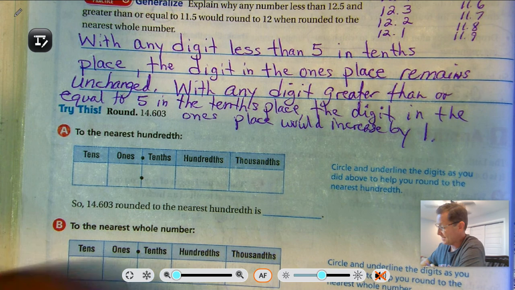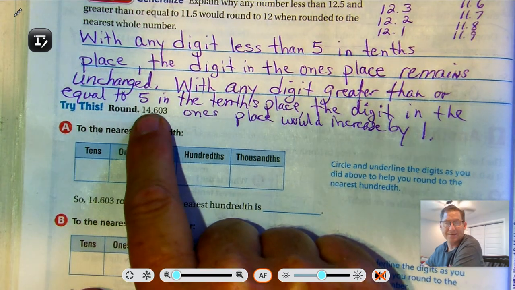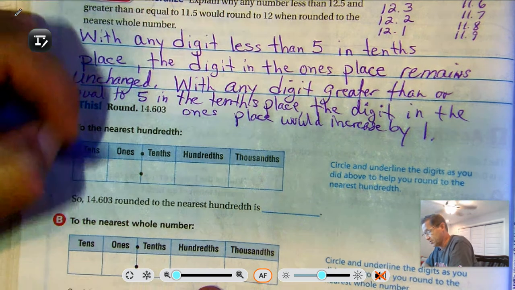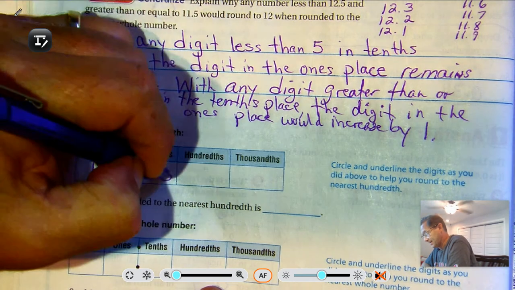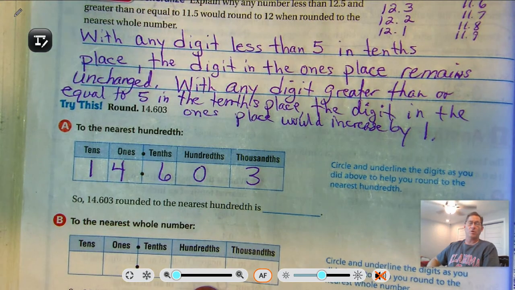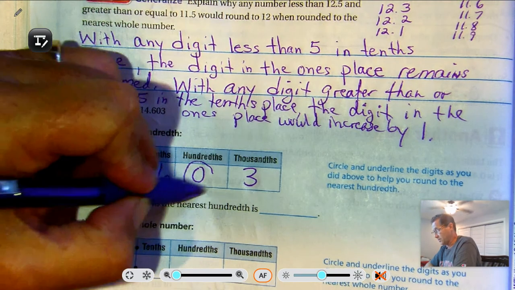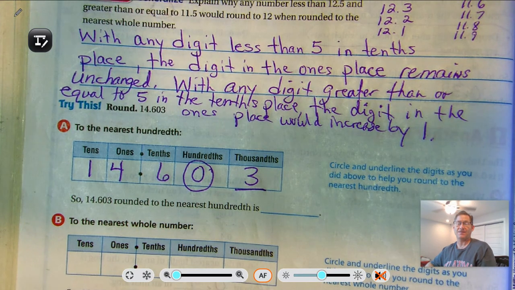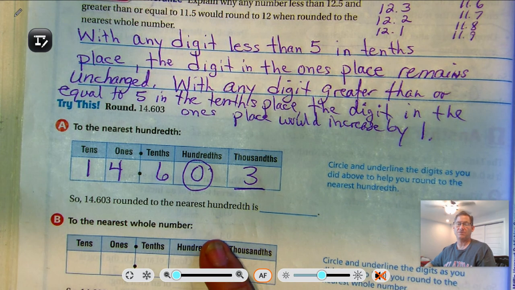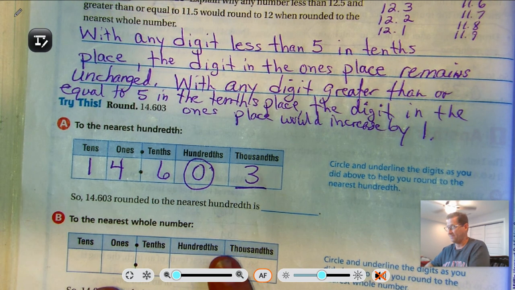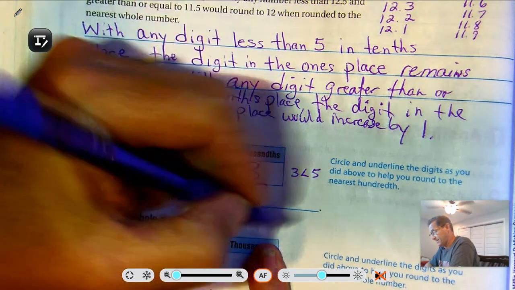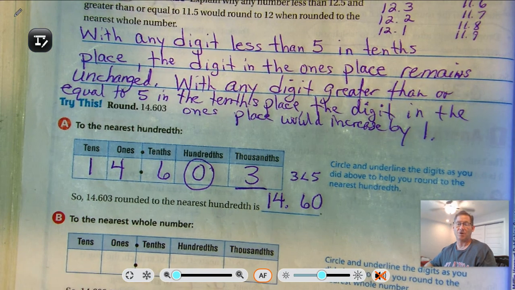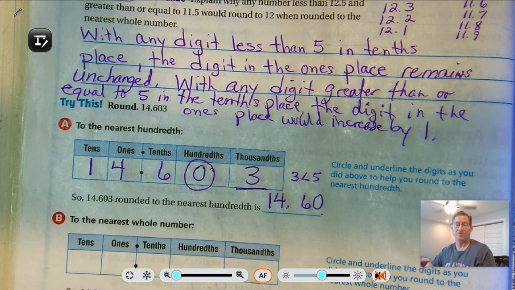All right, so round this number 14 and 603 thousandths to the nearest hundredth. All right, and they gave us a place value chart, so we're going to just write the number exactly like it's written. Okay, we're going to circle the digit we want to round to. We want to round to the hundredths. That means we have to look to the digit to the right. If it's less than 5, we keep the digit we're rounding to the same. All right, so 3 is less than 5. Round down. So just keep it the same and drop off anything after that decimal value.